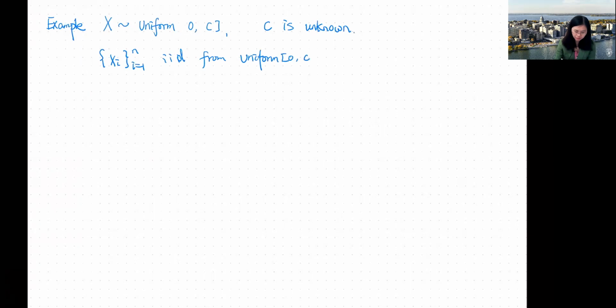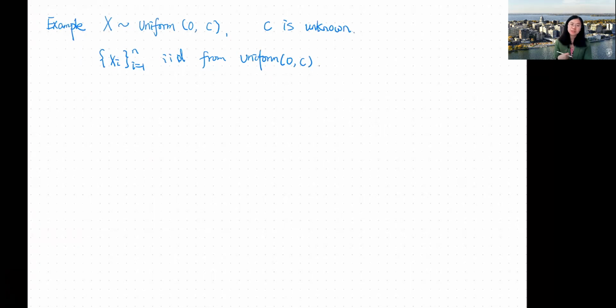So I should write open, but it doesn't really matter open or closed. But in previous lectures, I was using open interval. So let's just have some consistency and use open interval. So let X_i, i running from 1 to n, be an IID sample drawn from the uniform (0, C) distribution.